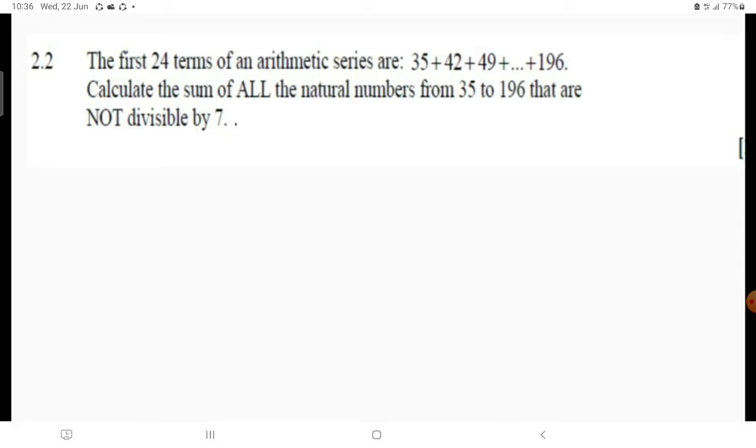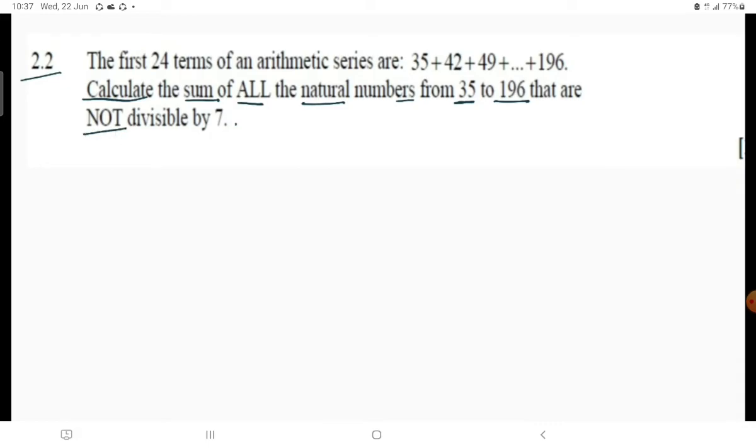All right, let's start the question together. But if you really want to try it alone, you can pause the video and come back for the solution later. Otherwise, we are having question 2.2 that reads as follows. The first 24 terms of an arithmetic series are 35, 42, 49, and so on, up to the last term, which is 196. Calculate the sum of all the natural numbers from 35 to 196 that are not divisible by 7.